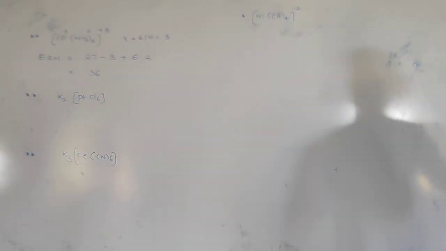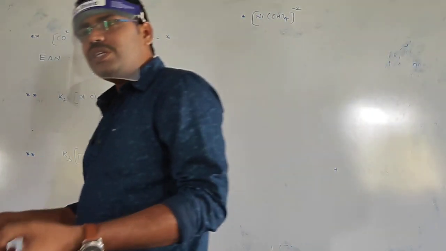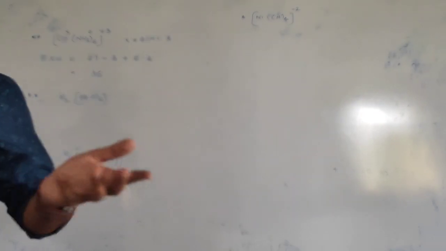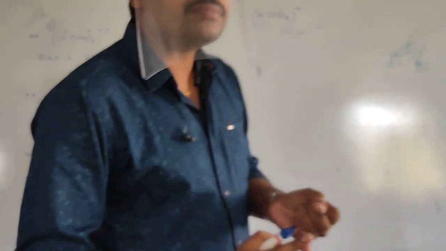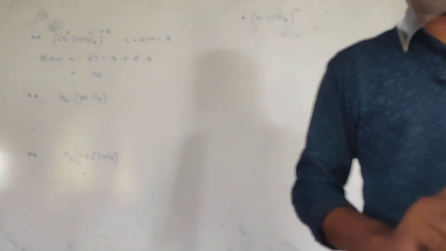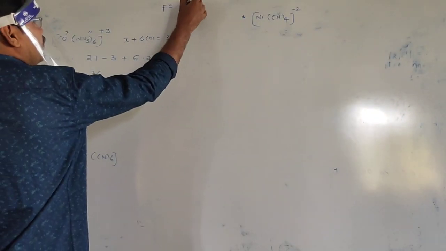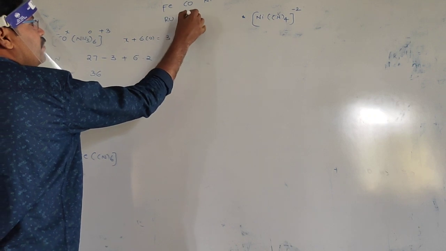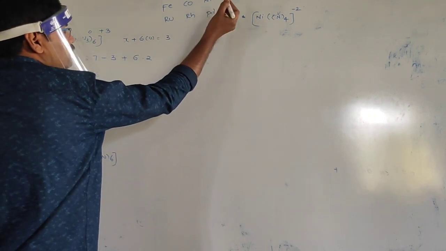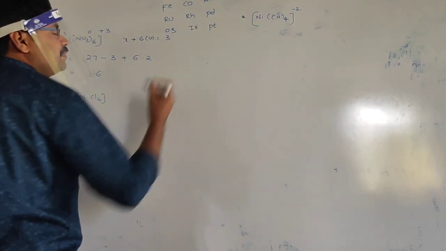In the 3d series, iron, cobalt, nickel. In the 4d series, ruthenium, rhodium, palladium. And in the 5d series, osmium, iridium, platinum. Okay, students, this is iron, cobalt, nickel. And this is ruthenium, rhodium, palladium. And this is osmium, iridium, platinum.